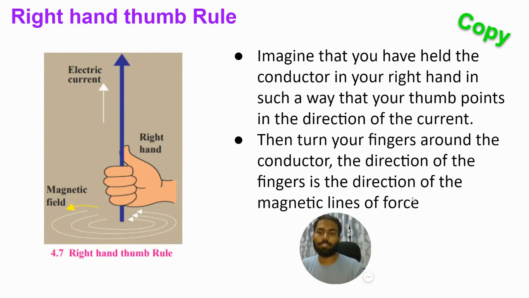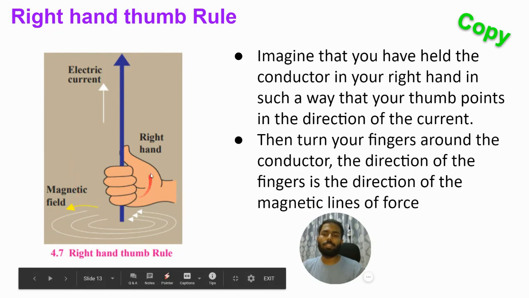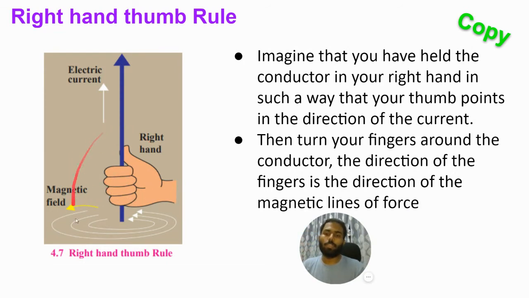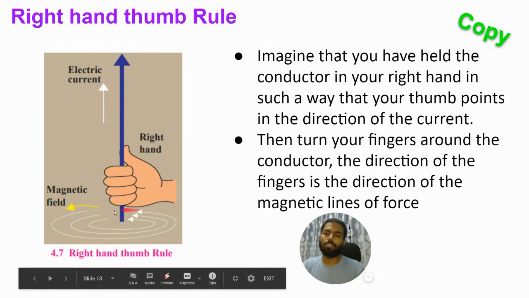You all can see it here as well. Because the fingers are curled this way, so अगर ऊपर से तुम देखोगे, it will be anti-clockwise. Okay, you all can see the direction over here also. नीचे वाले diagram में direction of magnetic field is this way. और वो magnetic field का direction कैसे पता चल रहा है? From the direction of your fingers. So that's your right hand thumb rule.